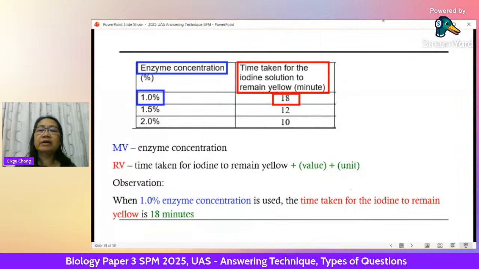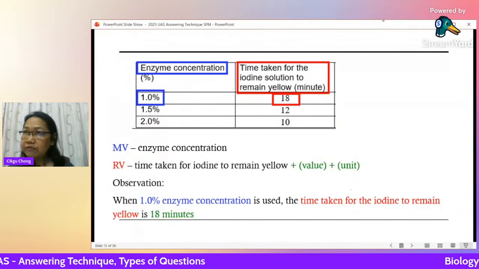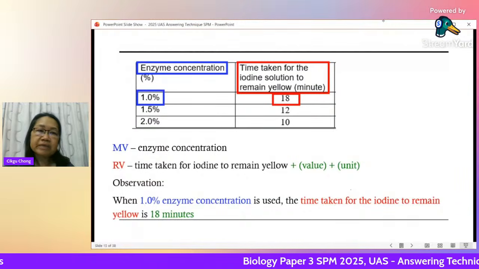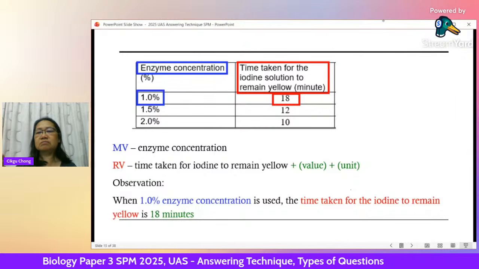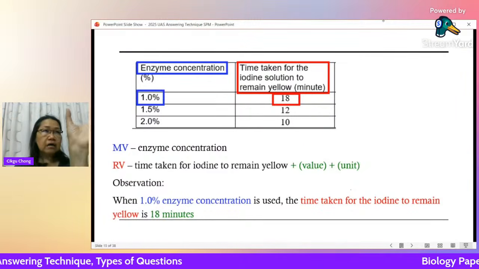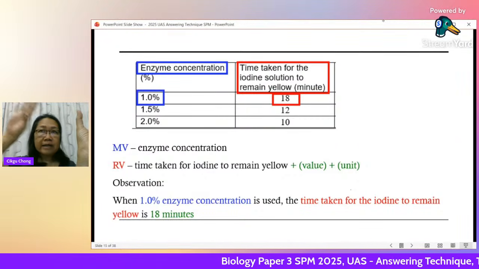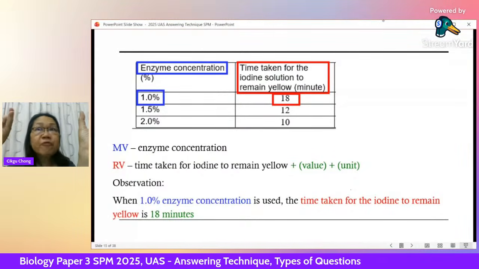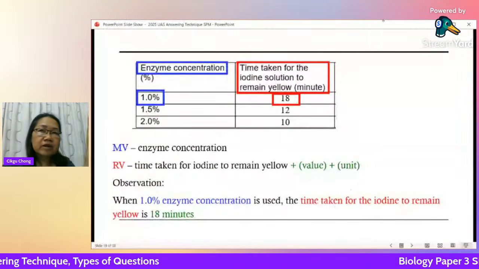Yes, can, correct. Way to handle. Or if you don't want to use different, you write out: use 1.0%, 1.5%, and 2.0% enzyme concentration. That is the way to handle, or we call it method to handle. If they give you a table, the left hand side is the MV, you write enzyme concentration. And then on the right hand side, the method to handle. You say use different concentrations, or use 1.0, 1.5, 2.0.